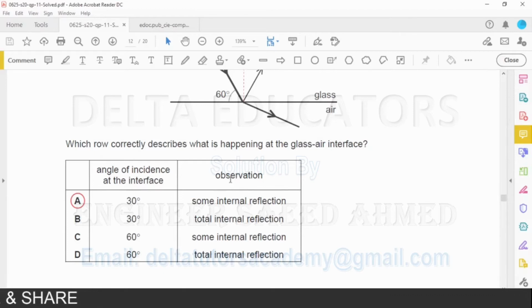Now the observation: in the observation it is given some internal reflection. In B it is given total internal reflection. When total internal reflection occurs, there is no refraction. Here some of the light is reflected and some of the light is refracted. So here it is not total internal reflection. Here we can say that we have some internal reflection. So here option A is correct. Angle of incidence is 30 degree and the observation is some internal reflection occurs.